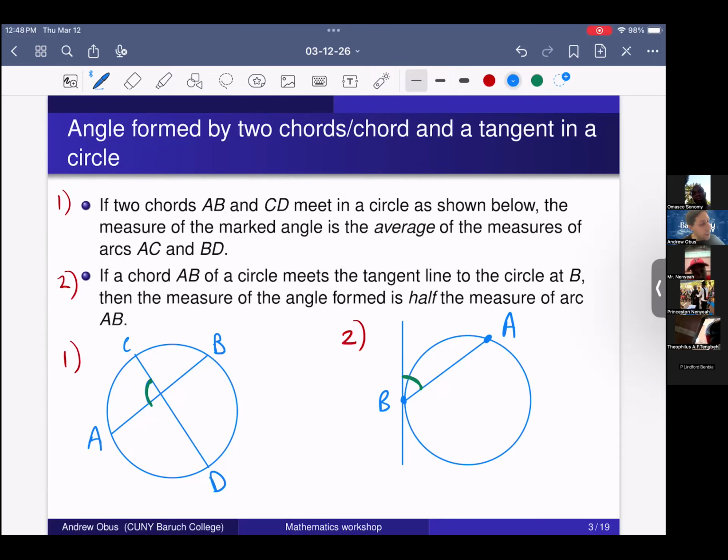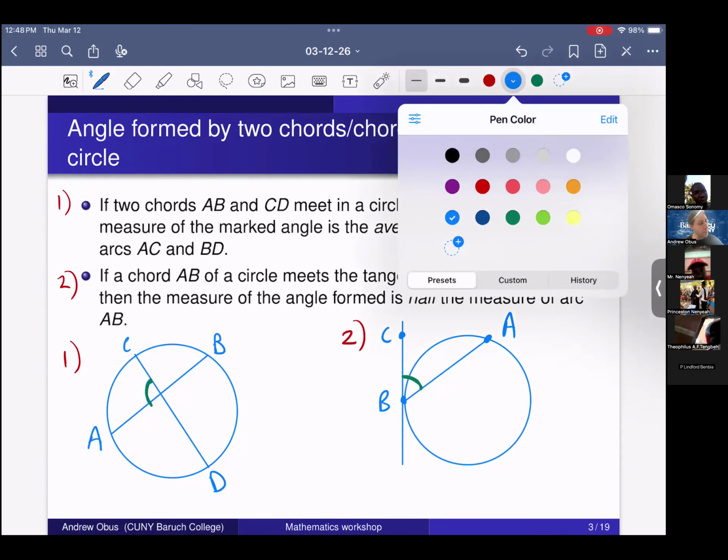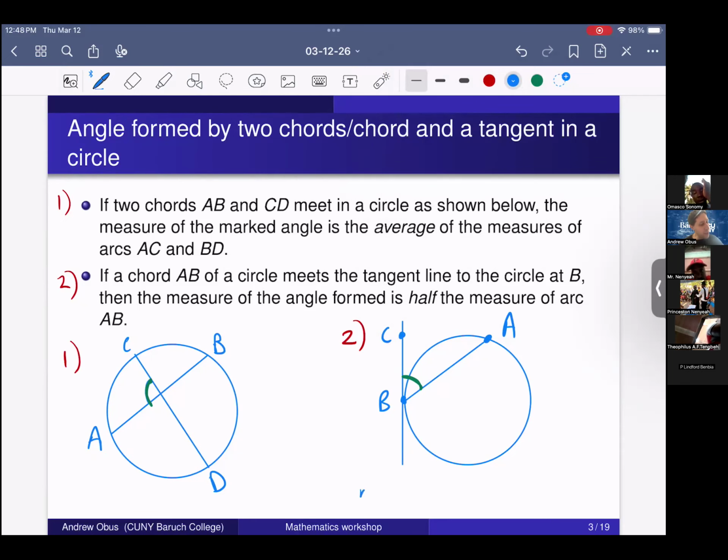Yeah, so this angle, let me draw another point here. I'll call it C. The theorem here is that the measure of angle ABC is equal to 1/2 times the measure of arc AB. So for instance, if this arc is 120 degrees, then this angle will be 60 degrees.